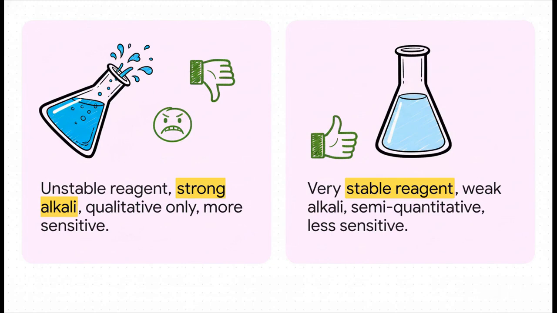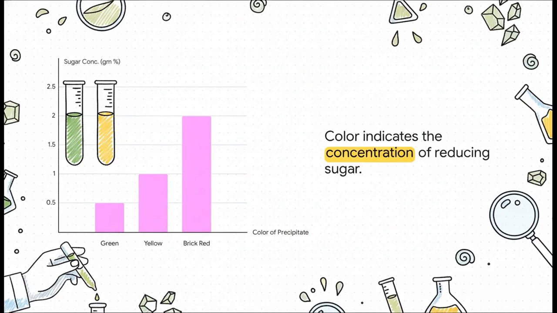Now, to test for this, we've got a couple of classic tools, Fehling's test and Benedict's test. And honestly, while they both work, 9 times out of 10, you're going to reach for Benedict's. Why? Well, its reagent is way more stable, so it lasts longer on the shelf. It also uses a weaker alkali, which is less likely to mess up the sugar we're trying to test. And crucially, it can give us a hint of how much sugar is there, not just if it's there or not.